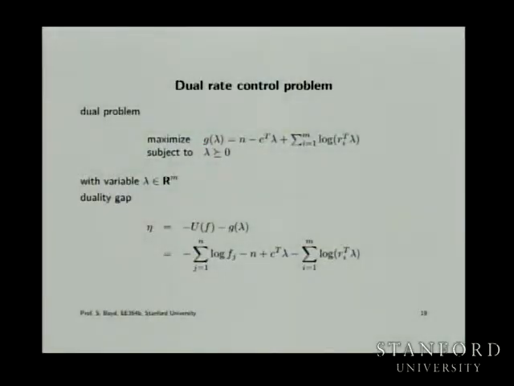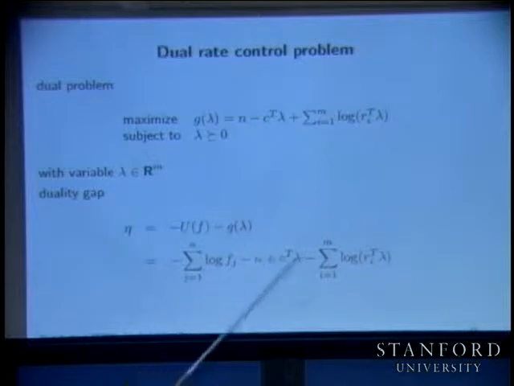Actually, we've already seen this problem for distributed methods. We've seen that. The dual rate control problem looks like this. We've already seen this. You maximize n minus c transpose lambda, plus you get another log term here, and that's subject to lambda positive.